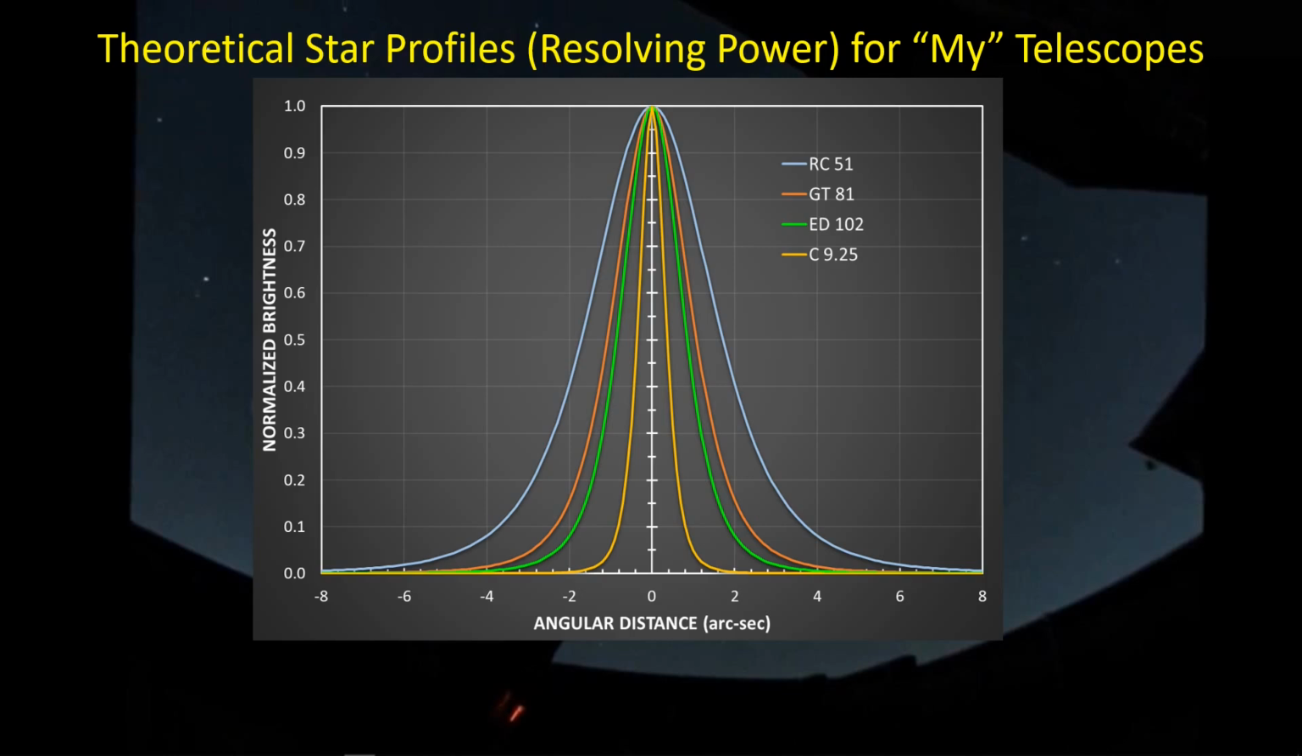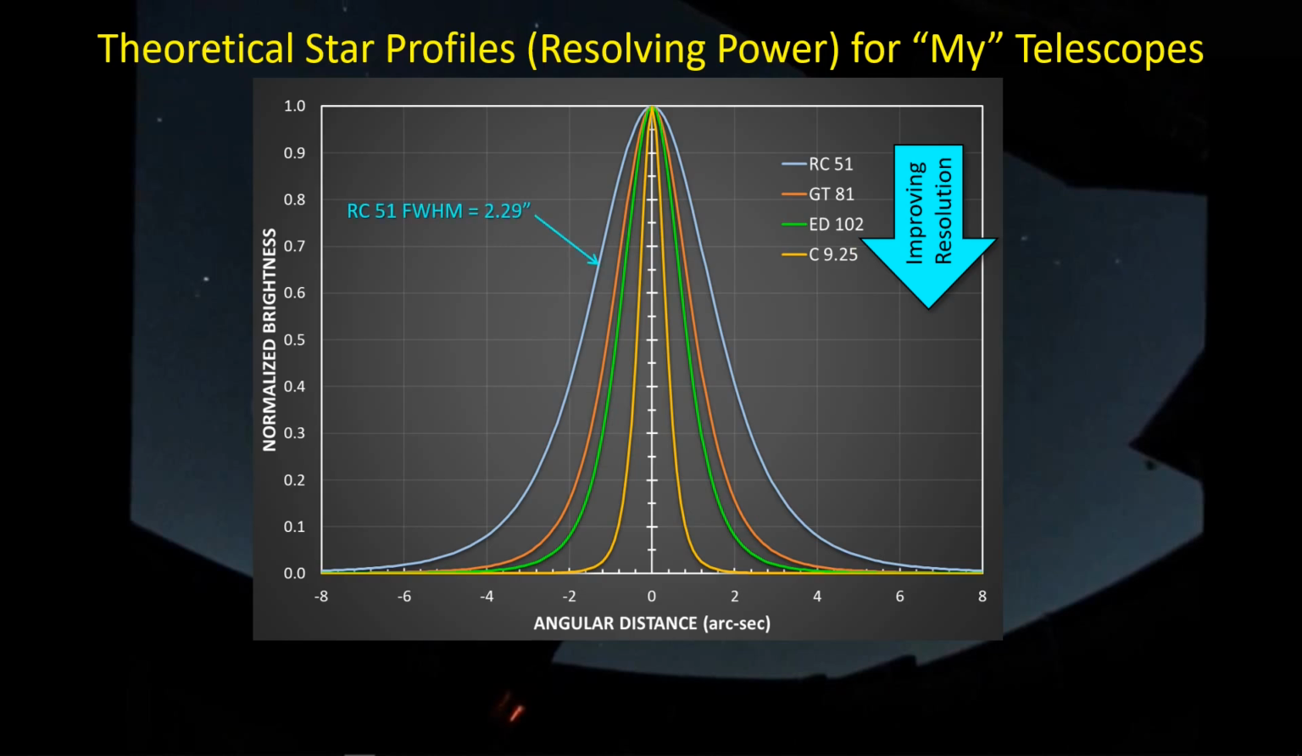I'm going to talk about this issue in terms of my 4 telescopes. I've got a William Optics Redcat 51, so it's 51 millimeters in diameter, a William Optics GT81, which has an 81 millimeter diameter, the Explorer Scientific ED102, and the Celestron C925, which has a 235 millimeter aperture. As we go down this list, we should be getting improved resolution because the aperture is going up in each case, and Dawes limit resolution improves with aperture.